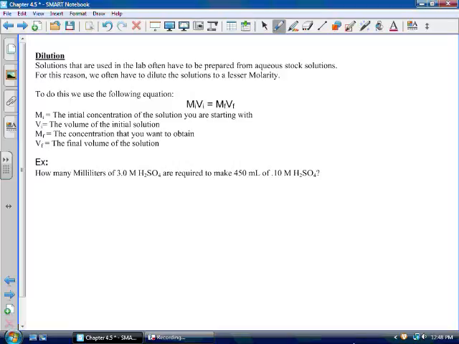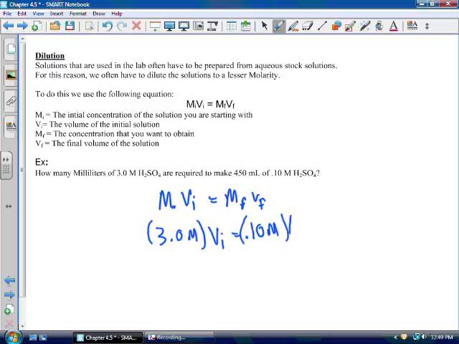Well, it's sort of plug and chug, if you will. MiVi equals MfVf. All right, so what is my original concentration? My original concentration of solution is 3.0 molar, so that is my original molarity. Vi is what I'm trying to find. I don't know how much of that original substance I need, so I leave that as is. Mf is the molarity of the solution that I want, 0.10 molar sulfuric acid. Vf is how much I want to have at the end. I want to have 450 milliliters of solution in the end.